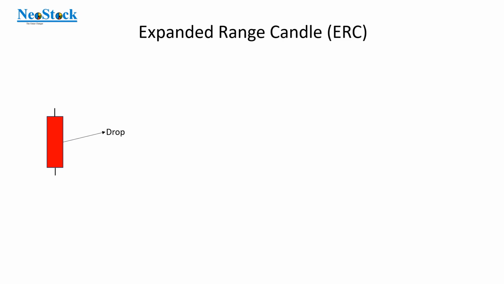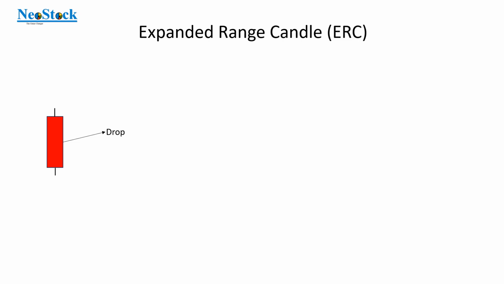This term is applicable to demand and supply zone price action theory. So why have we given the name drop instead of bearish? The reason is the prices are dropping down. How is it dropping down? This is the open and this is the close. From open to close, the prices are dropping down. That's why we are calling it a drop candle.